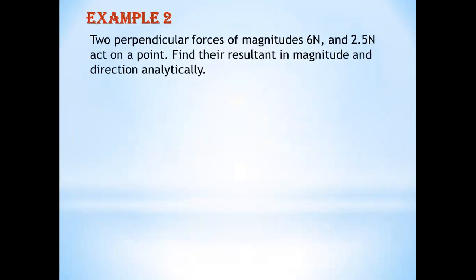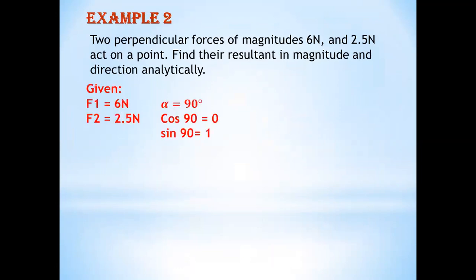Another example: if I have two perpendicular forces of magnitude 6 Newton and 2.5 Newtons acting on a point, find the resultant in magnitude and direction analytically. Again, the given is F1, 6 Newton, F2, 2.5 Newton, and I am given alpha equals 90 degrees, because they are perpendicular to one another. So I know that alpha is equal to 90 degrees, so cosine alpha is 0 and sine 90 is equal to 1.